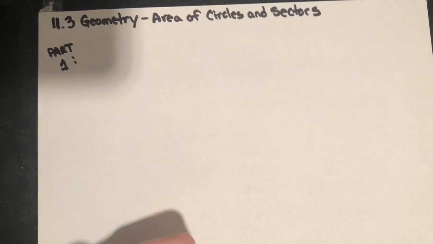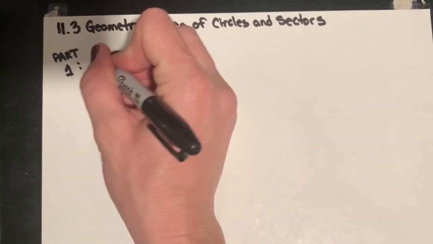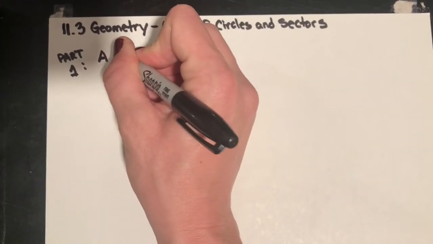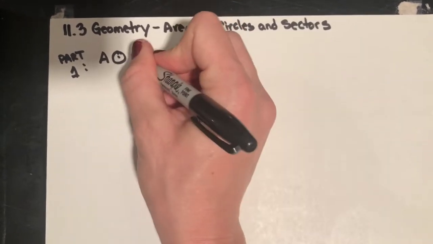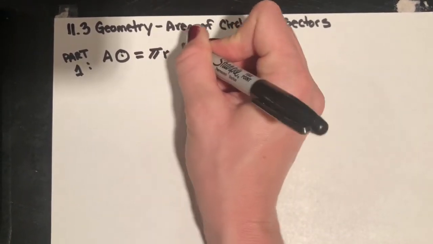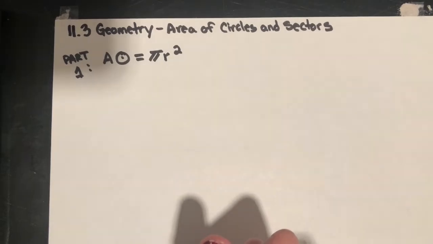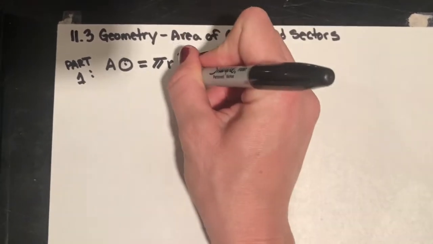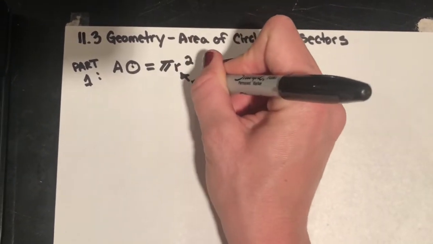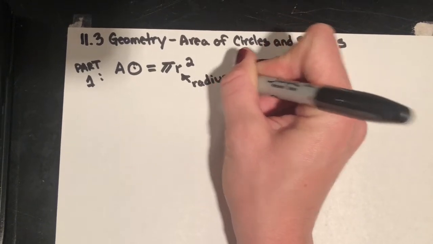All right, our first formula for today is area of a circle, and that is equal to pi r squared. This is probably a formula many of you have heard before. This r right here stands for radius.